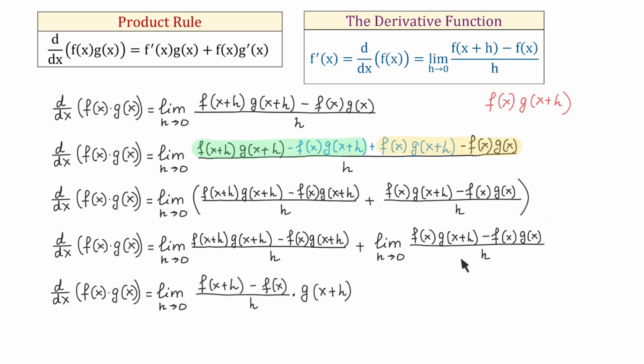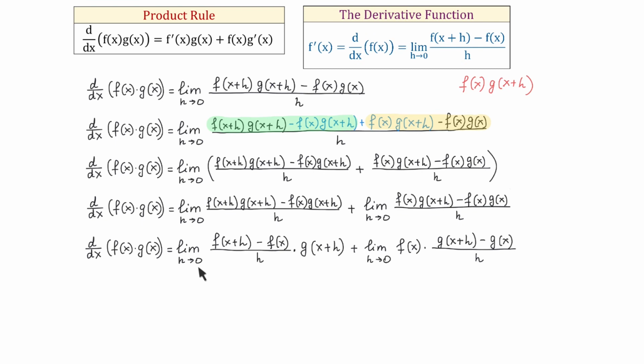In the numerator of the second fraction, we also have a difference with a common factor f(x). Then we will take f(x) and we will factor it out to the left. So we will have the limit of f(x) times g(x+h) minus g(x) over h as h approaches 0.